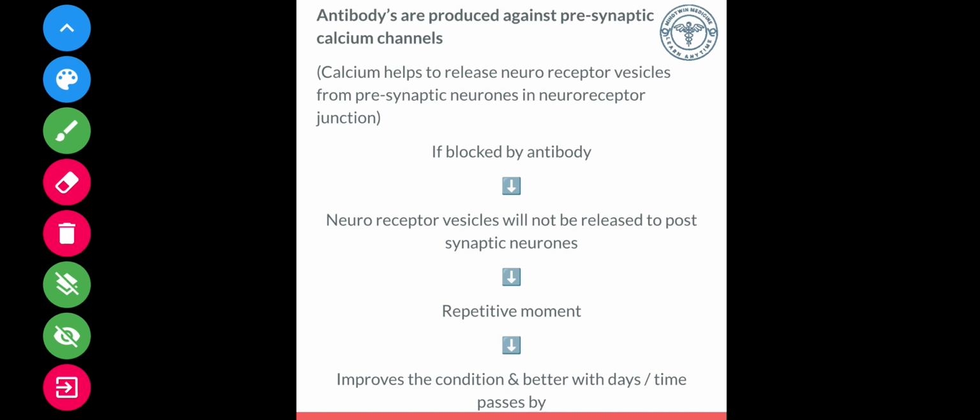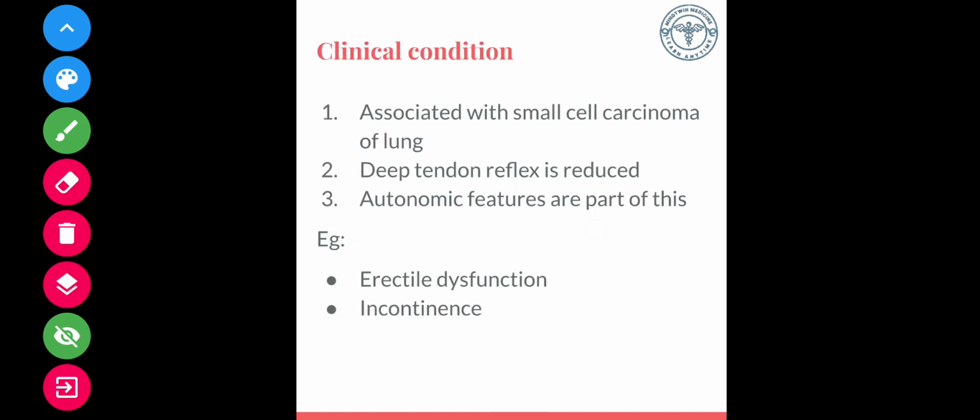So what happens is, with repetitive movement, there will be improvement in the condition, and it gets better as time passes by. In the clinical condition we can see that it is always associated with small cell carcinoma of the lung, and deep tendon reflexes will be reduced. Autonomic features are part of this, like erectile dysfunction and incontinence, which may also be present along with this disease.